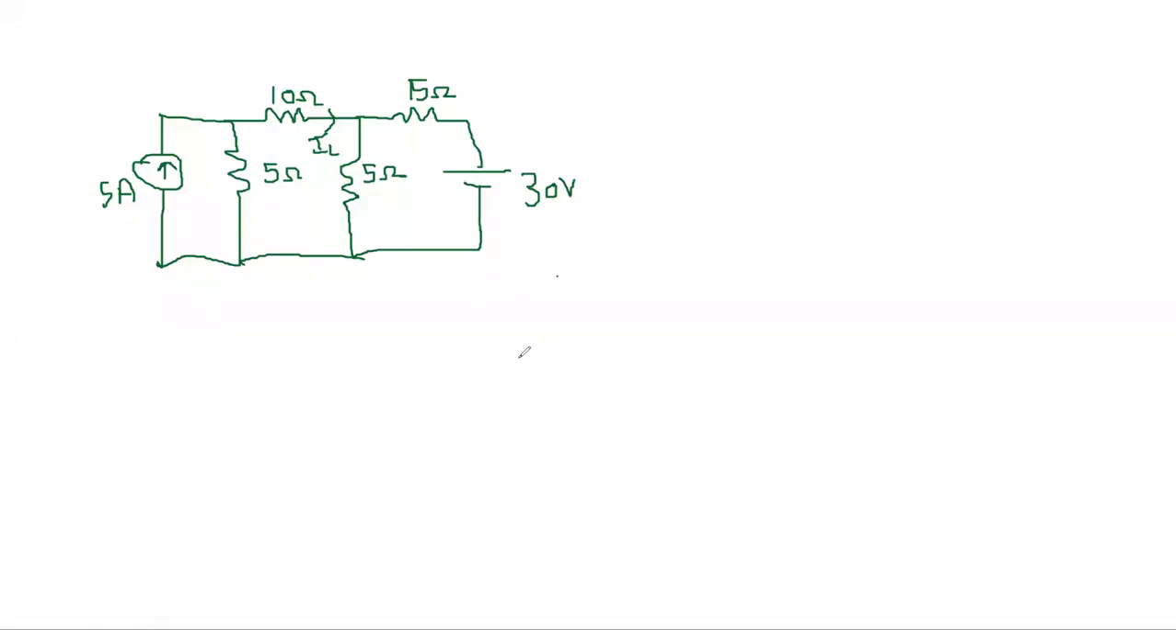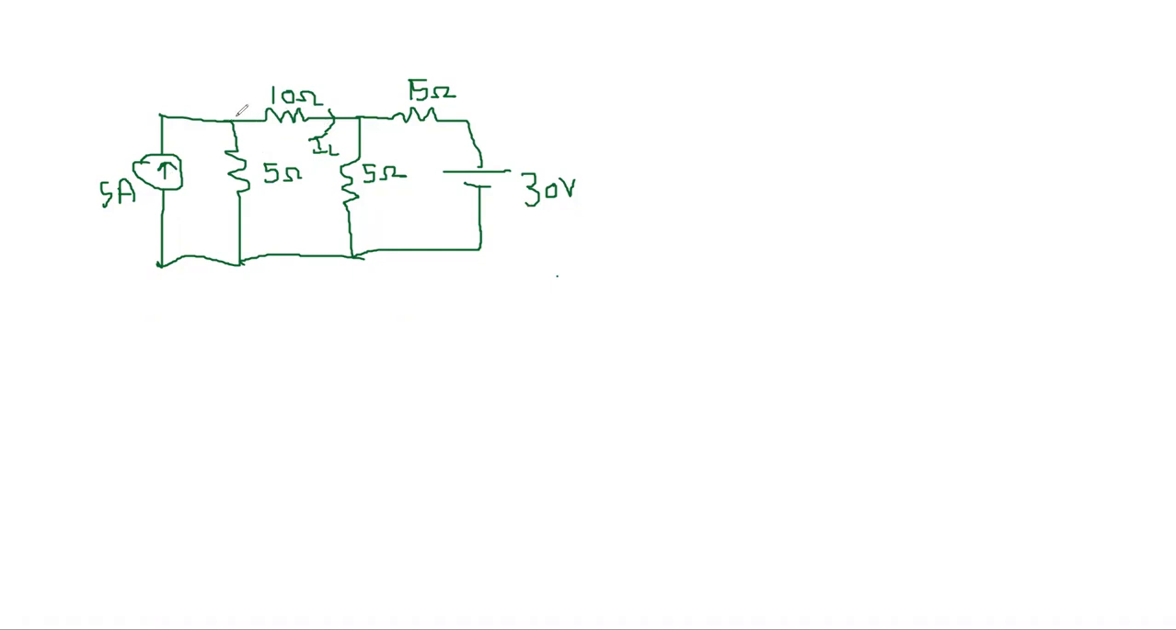So you have a circuit here which has a voltage source of 30 volt and a current source of 5 ampere, and you need to find out the current IL through this 10 ohm resistance. Okay, so let us do this problem first with KCL. Let us do this problem using KCL.